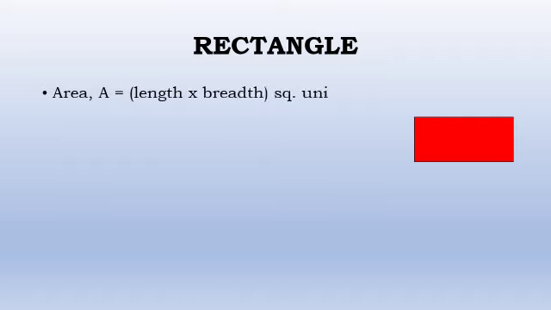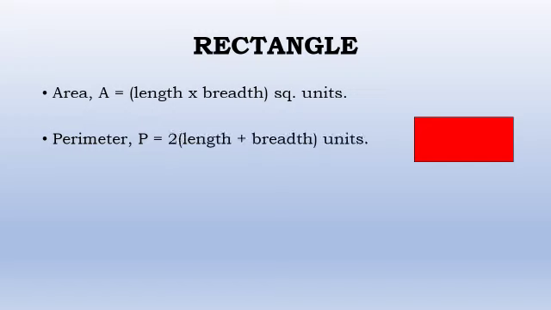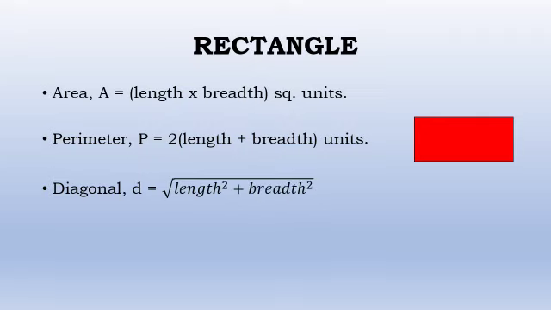Rectangle. A rectangle is a closed figure bounded by 4 sides. The area of a rectangle is given by the product of its length and breadth. The perimeter is given by twice the sum of its length and breadth. The diagonal of a rectangle is determined by the square root of the sum of length square and breadth square.